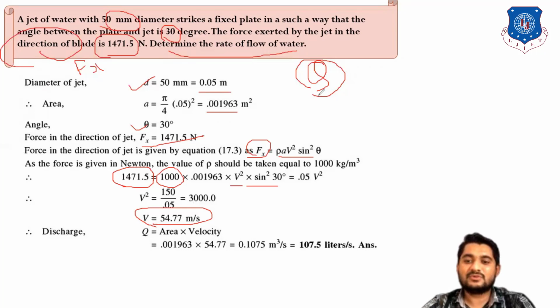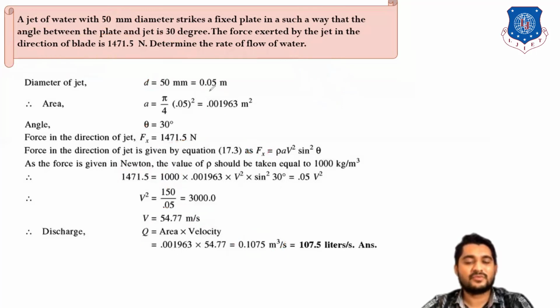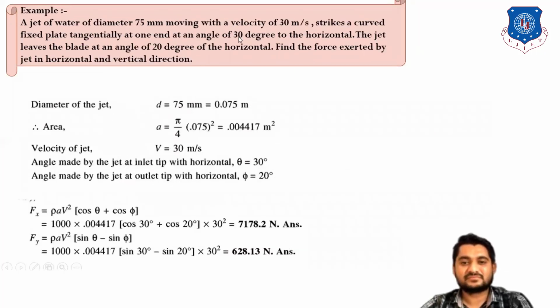We have to find out discharge. So we already know about it. Discharge is equal to area into velocity. So area into velocity, that means discharge is 0.1075 meter cube per second. Here you don't need to change it into liter per second because in GTU you have to use only SI unit for the answer. So 0.1075 meter cube per second is your final answer. Clear? Now let us solve another example.